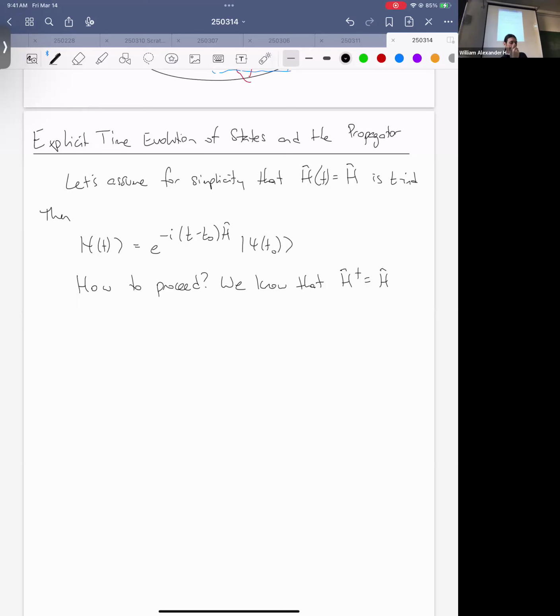Is there another argument for why this Hamiltonian is necessarily Hermitian? I would say we know that we have time translation symmetry. It's a continuous symmetry, so it's going to be represented by a unitary operator.